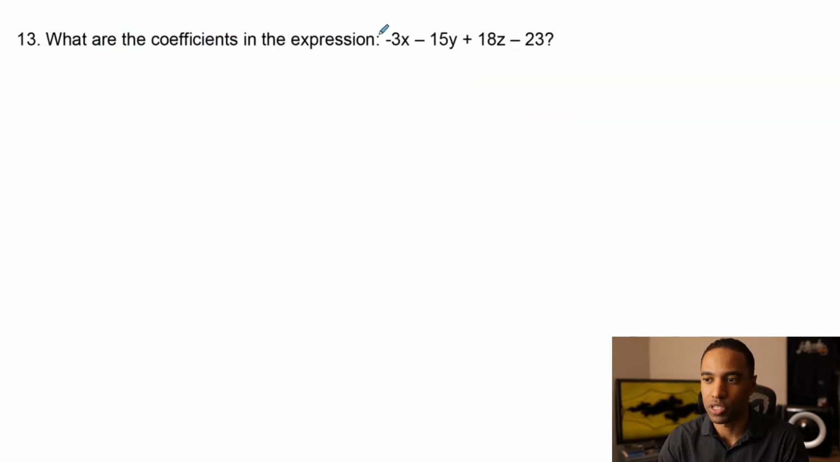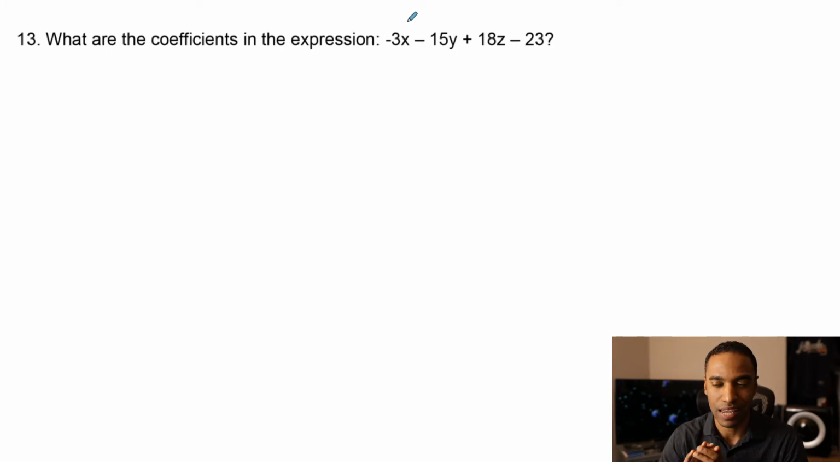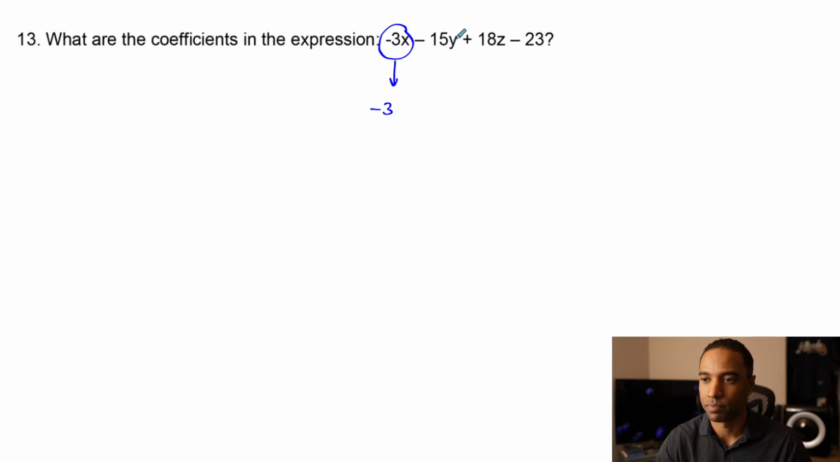What are the coefficients in the expression? Same expression. Coefficients are the numbers or constants that are multiplying your variable in each term. So in the term negative 3x, your coefficient is negative 3. That's the number that multiplies with the x. For the term negative 15y, your coefficient is negative 15. It's the thing that's not the variable, if you will. In 18z, your coefficient is 18.